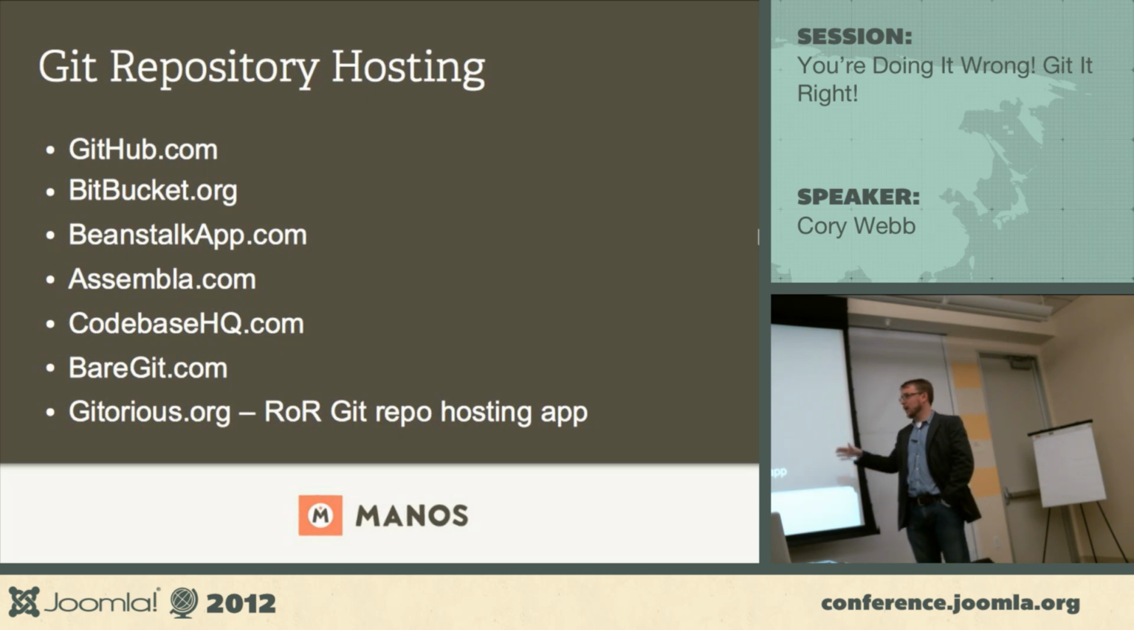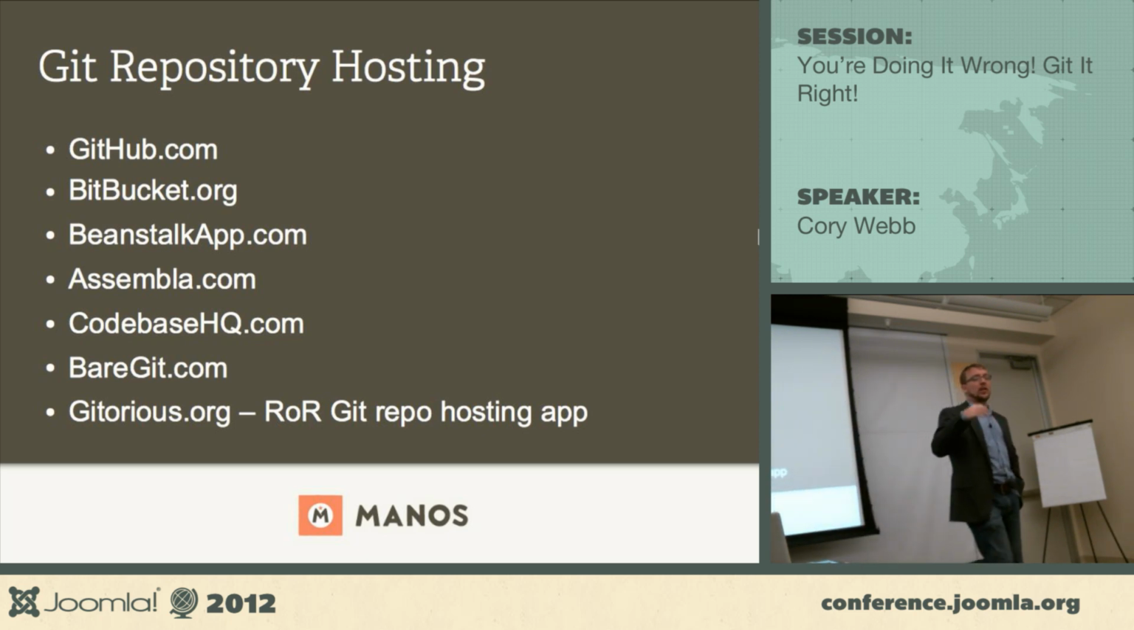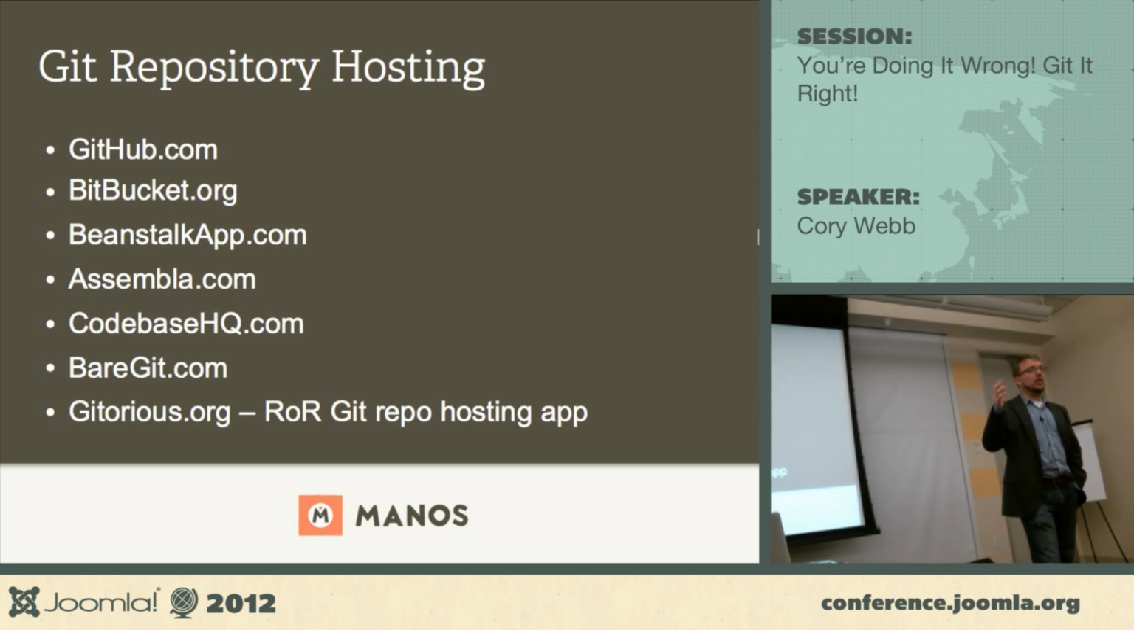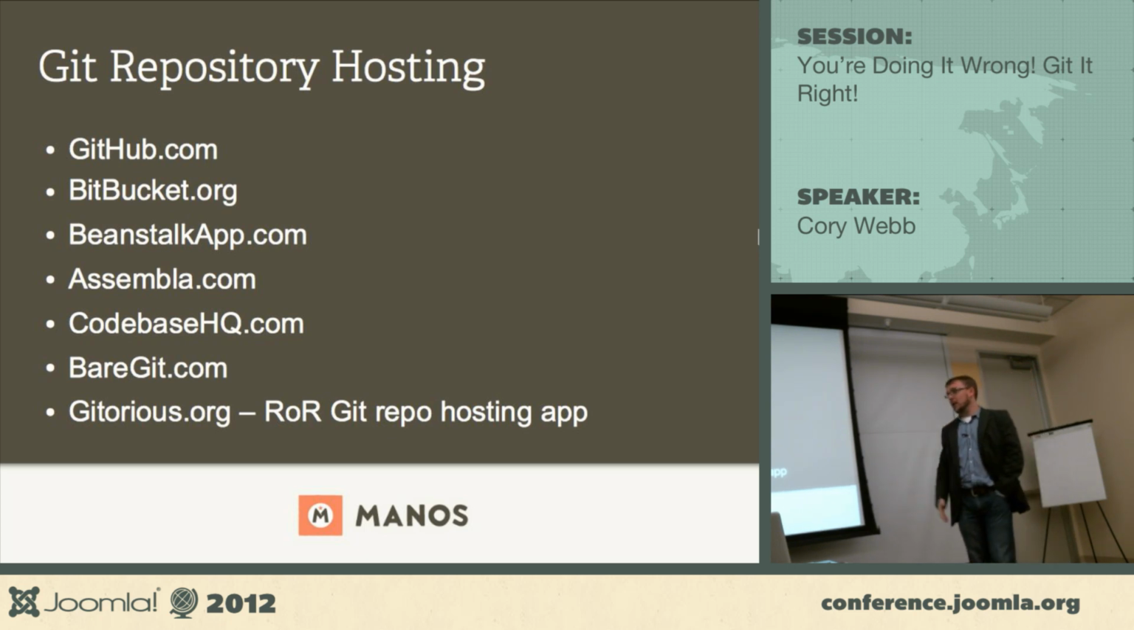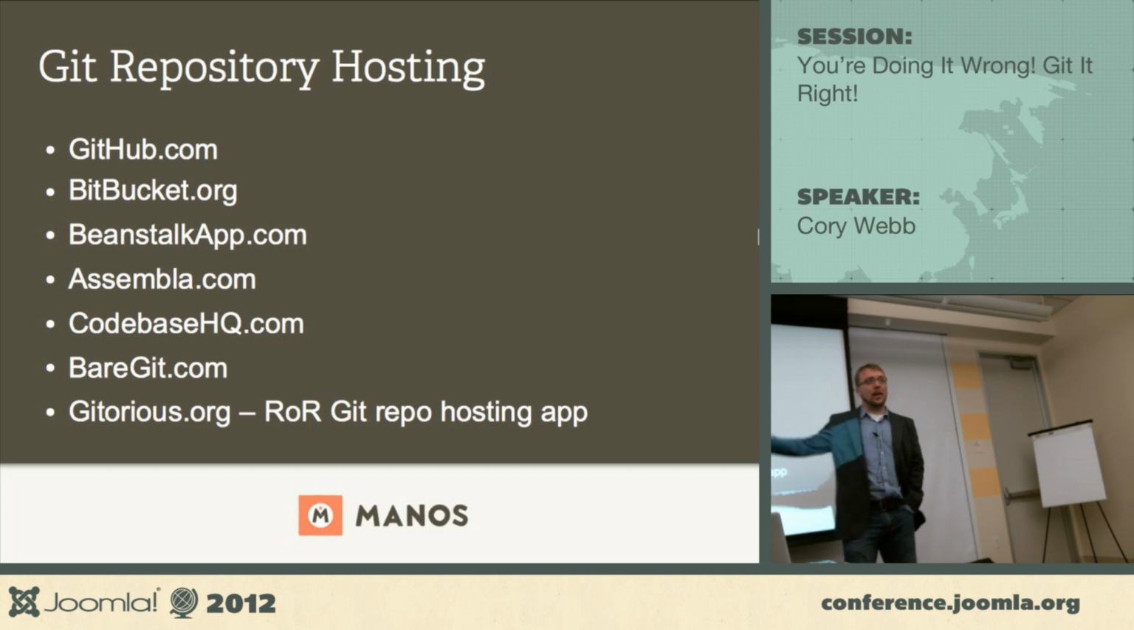Assembla, Codebase, BearGit. Now Gitorious, this is a Ruby on Rails tool. You can actually download it and install it on your own server, and so you can host your Git repositories on your own server using Gitorious. So if you're into Ruby on Rails and hosting your own stuff, go for it. I prefer to use one of these guys, but it's totally up to you.